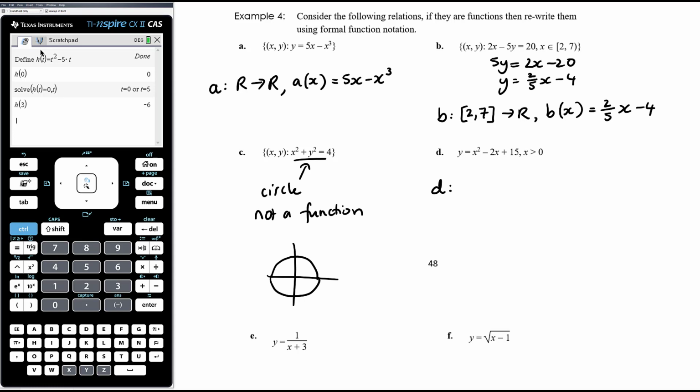In this notation, we would generally use interval notation here. So domain is from 0 to infinity, or in this case, 0 to infinity is R plus. I would use R plus if I've got the choice. So R plus to codomain of R, D of x has rule x squared minus 2x plus 15.